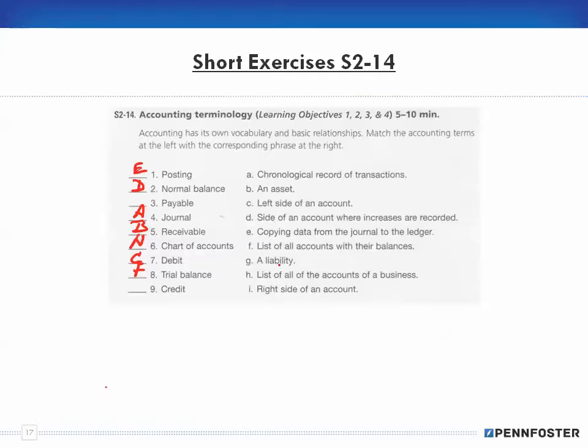Let's see here. So we skipped over G, which was a liability. Wherever you see the word payable, you know that's a liability. So that's G. And then the right side of an account is a credit. So that's I. That's it. We're done with this exercise, and we're done with all of the short exercises.